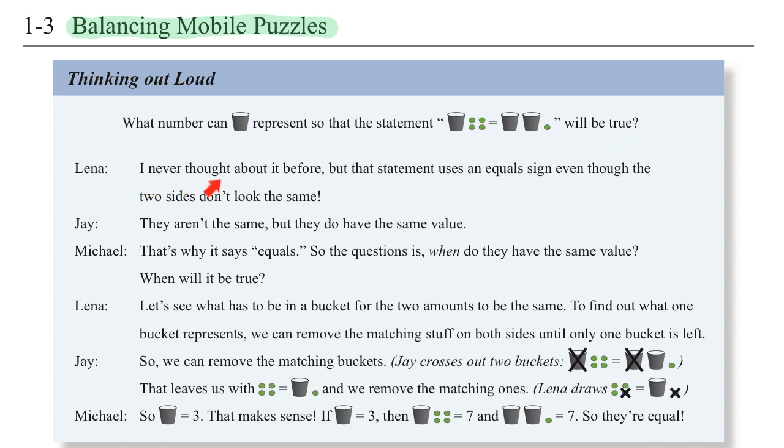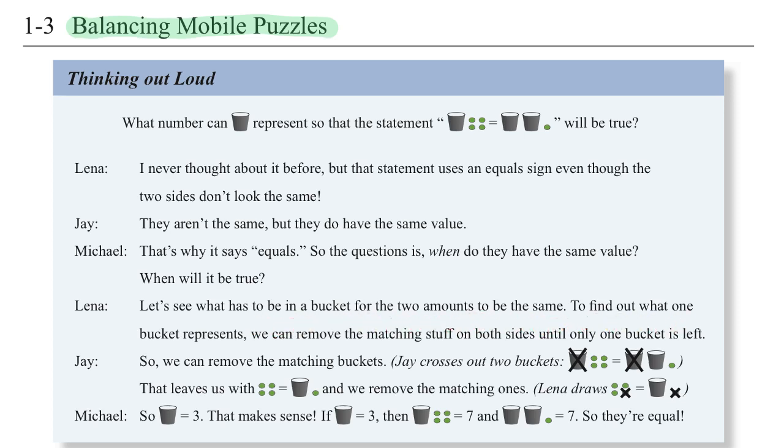Lena says, I never thought of it before, but that statement uses an equal sign even though the two sides don't look the same. Jay says they aren't the same, but they do have the same value. Michael says that's why it says equals, right? Equal sign. So the question is, when do they have the same value? When will it be true? Lena says, let's see what has to be in a bucket for the two amounts to be the same.